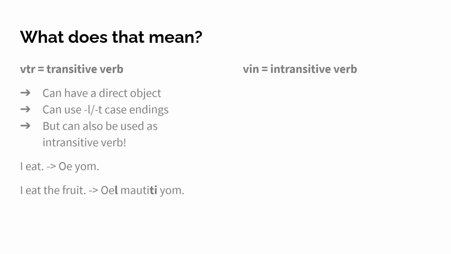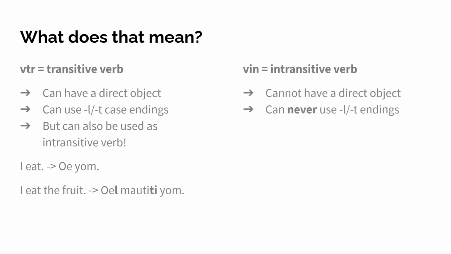Like you probably could already guess, wien then means intransitive verb, so verb intransitive. These are the opposite of the transitive verbs. So they cannot have a direct object, and they therefore can never use L and T endings. This again is very important. We talked about that transitive verbs can always also be used as intransitive. This doesn't work the other way around. If a verb in the dictionary is there as intransitive, then you can never use it with L and T.